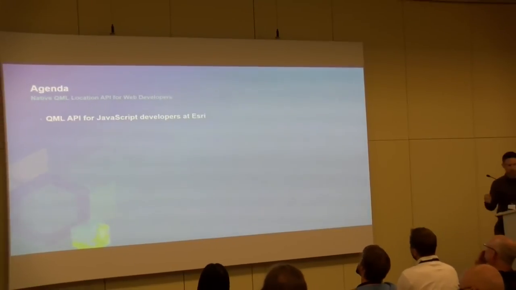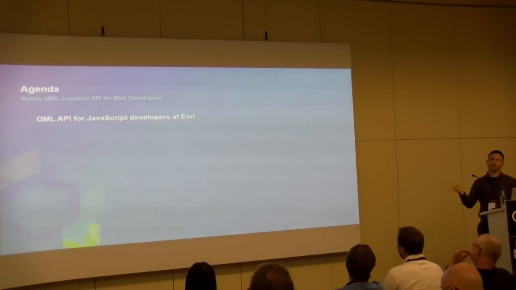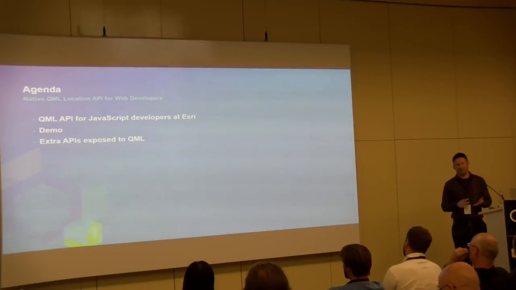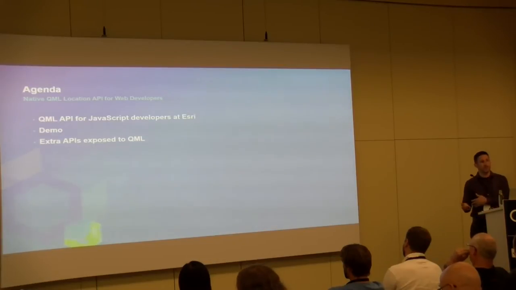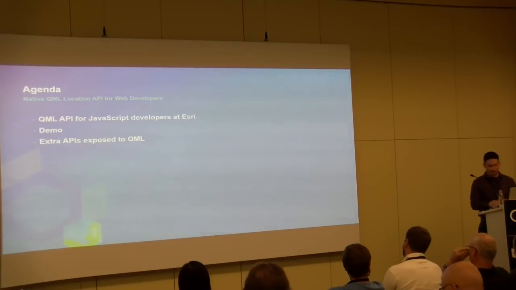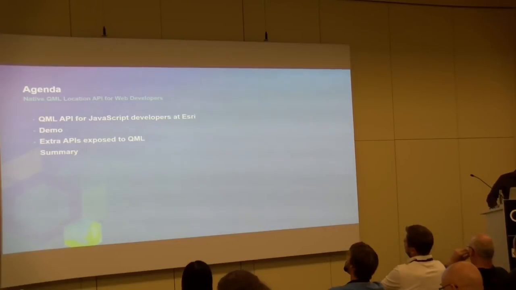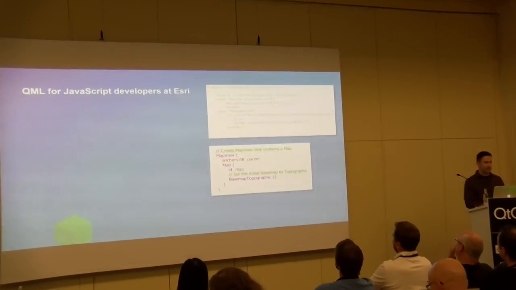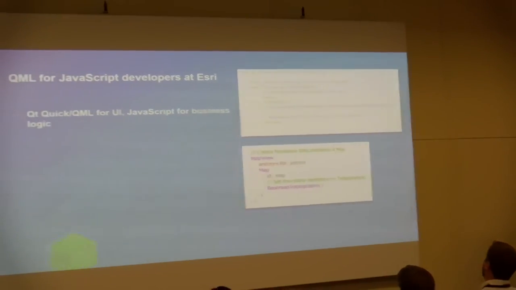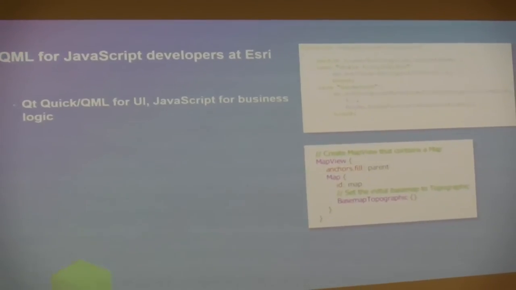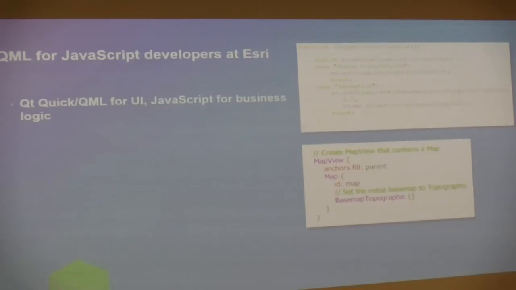And just quickly, the agenda: we'll go a little bit about why we're doing this, what we're doing, the QML API for JavaScript developers. I'll show you a couple of demos. I'll go over a couple of extra APIs that we've had to expose to QML because they're not in the Qt framework, to be able to support our SDK, and then I'll follow it up with a summary. Okay, so QML for JavaScript developers at Esri. Why design a native API in QML for web developers that only requires you to know some sort of web technology and no C++?